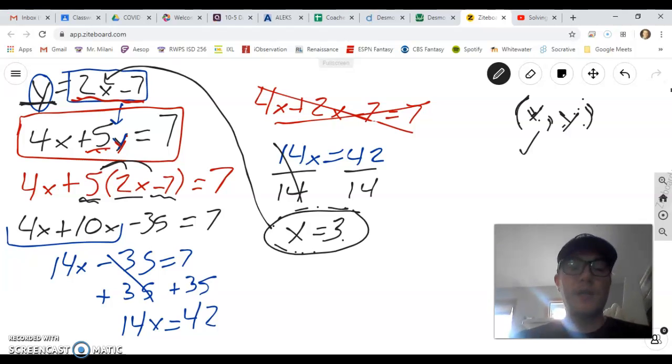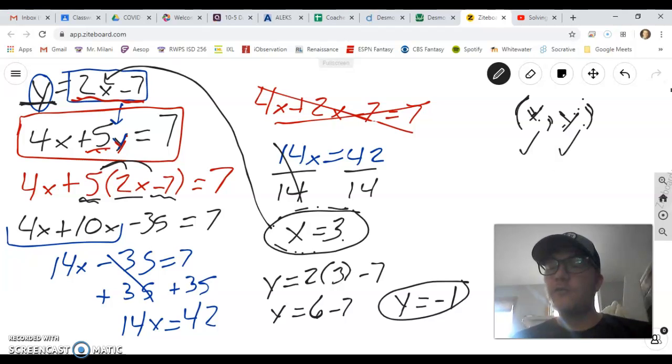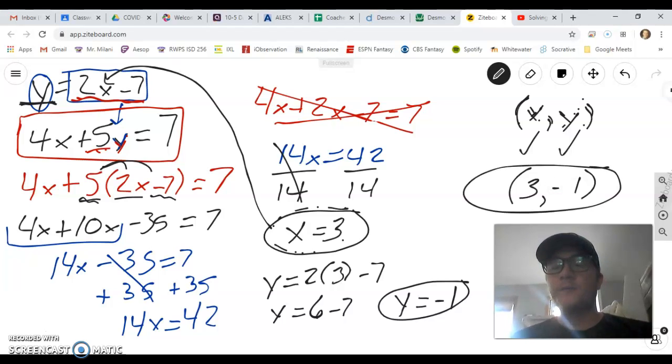So now instead of 2x minus 7, I'm going to have y equals 2 times 3 minus 7. 2 times 3 is 6. y equals 6 minus 7. And 6 minus 7 will give me that final y value of y equals negative 1. So now that you've got your x and you've got your y, you have that final answer, ordered pair of 3, negative 1. And that would be your answer on Alex.